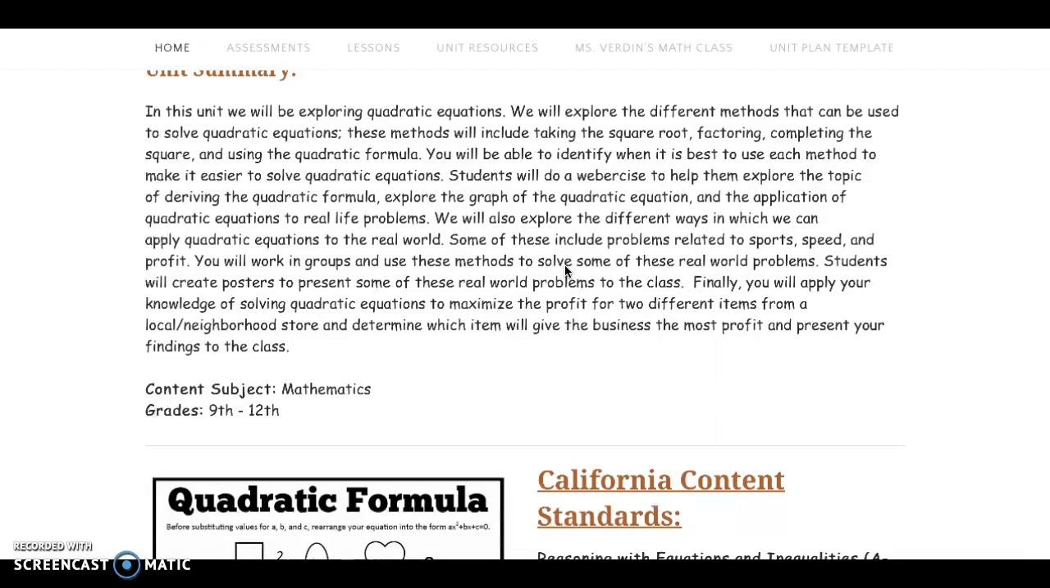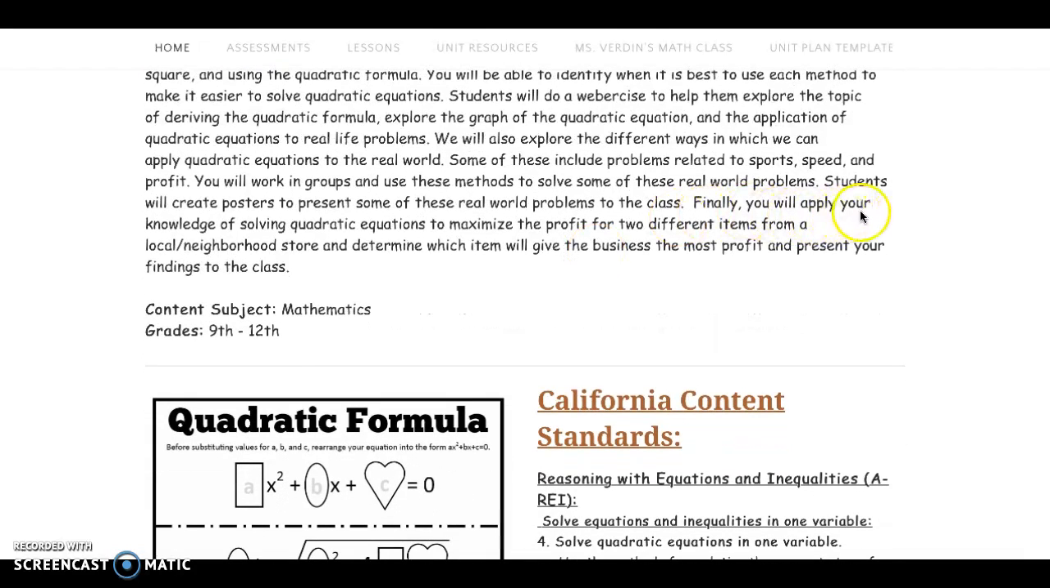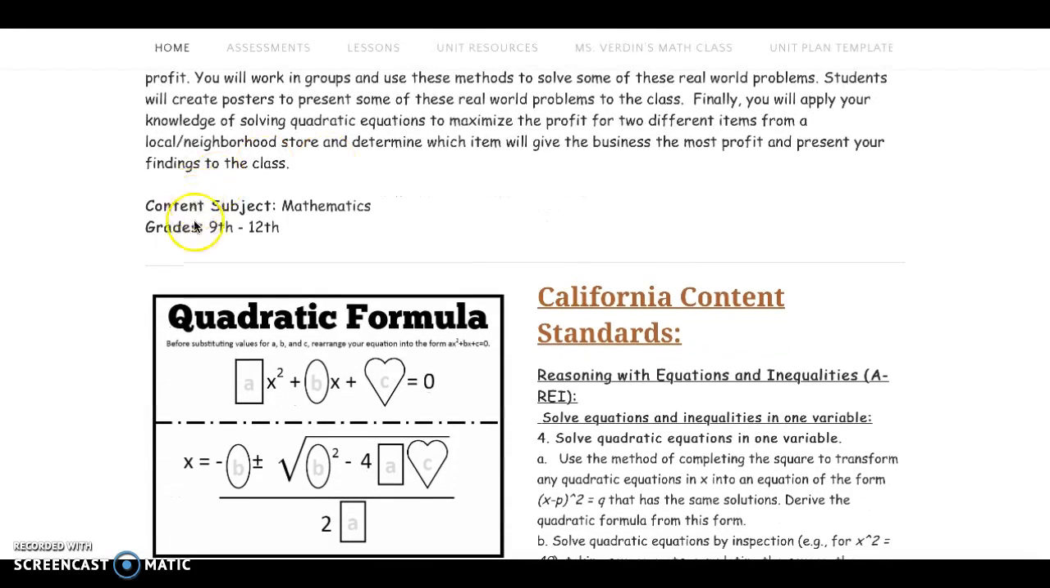They would get to further explore this in their final project, which would be a maximizing revenue project, in which they would choose two different items from a local or neighborhood store, find the maximum revenue of these items, and determine which of the items will provide the maximum profit for this store. This digital unit covers grades 9 through 12.